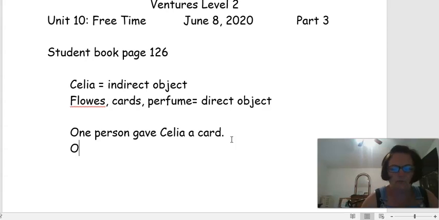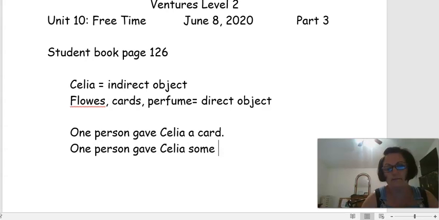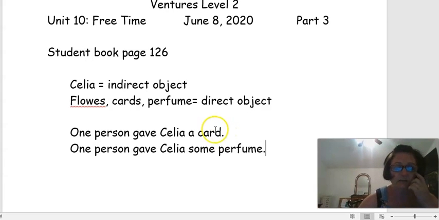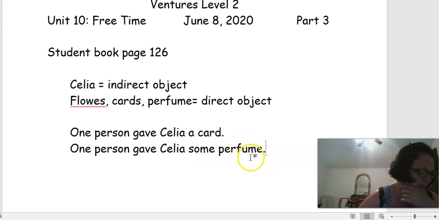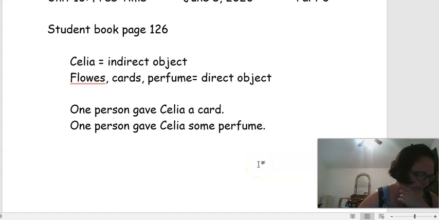Same thing. One person gave Celia some perfume. Celia is always going to be your indirect object. This time the direct object is the perfume. Okay?